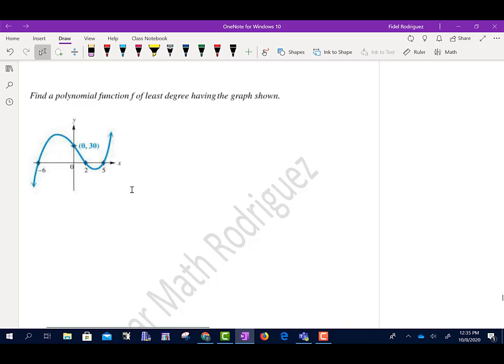Okay, so it says find a polynomial function of least degree having the graph shown. Okay, so the first thing we're going to do here is we're going to say, let's look at our x-intercepts. One of them is x equals -6.